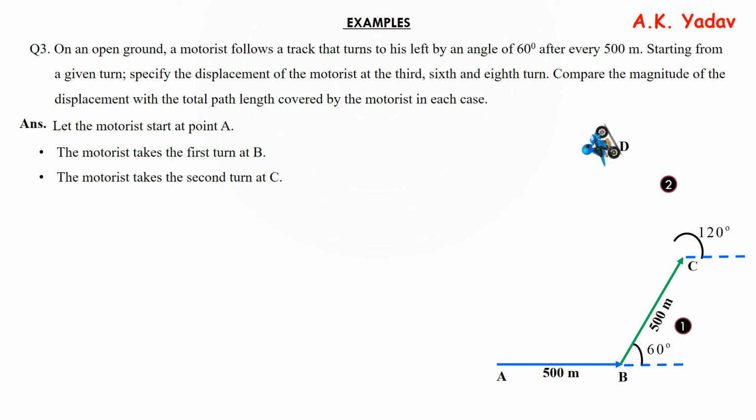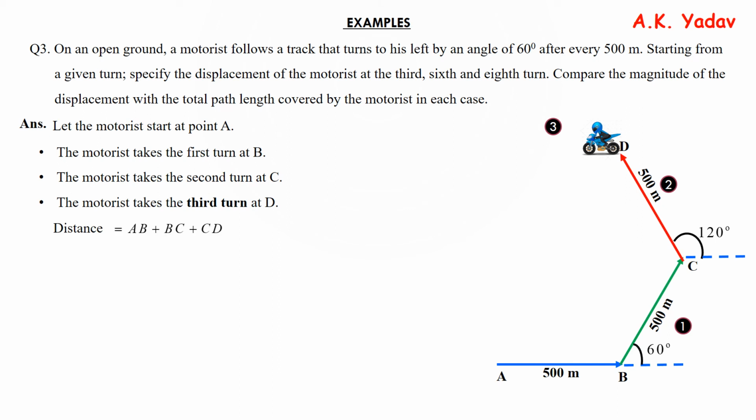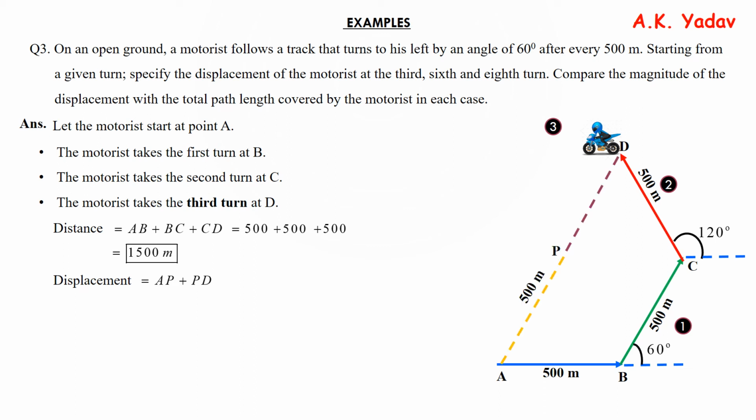Okay, and then he takes the third turn at D, and this was the first. We need to find the distance and displacement at the third turn. So distance is AB plus BC plus CD, which is 500 plus 500 plus 500, that is 1500 meters. Now the displacement is AP plus PD. AP is 500. What about PD?